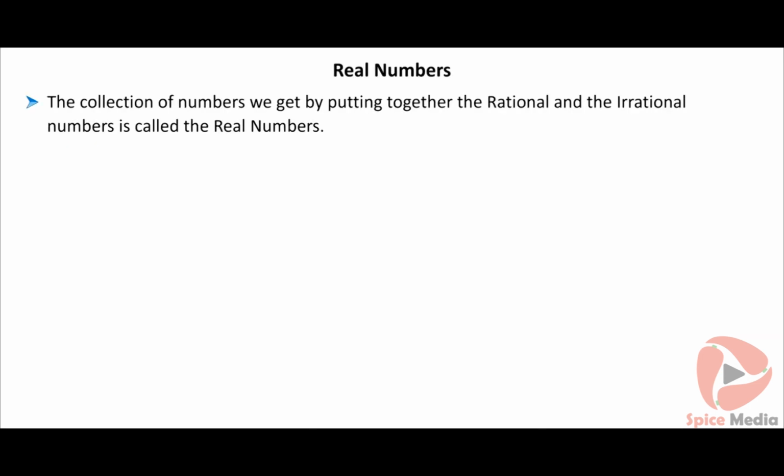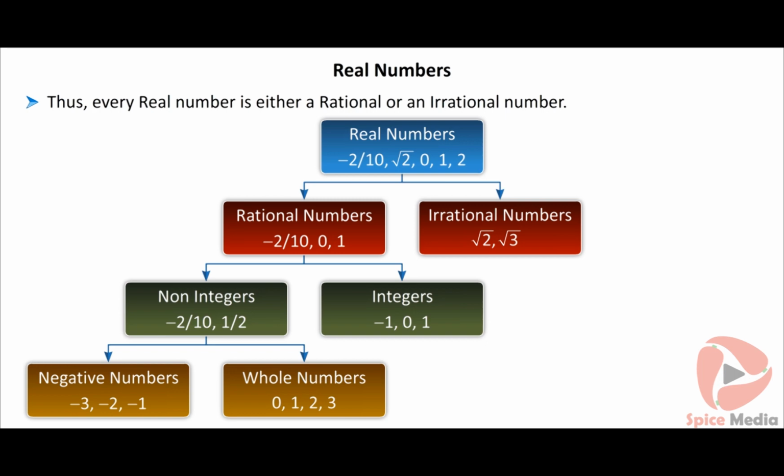Real numbers. The collection of numbers we get by putting together the rational and the irrational numbers is called the real numbers. That is, the union of rational and irrational numbers is called real numbers. Thus, every real number is either a rational or an irrational number.